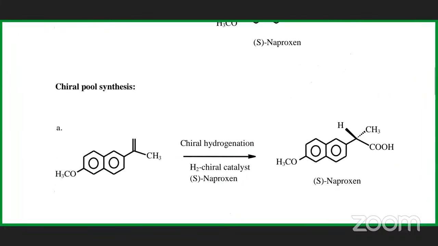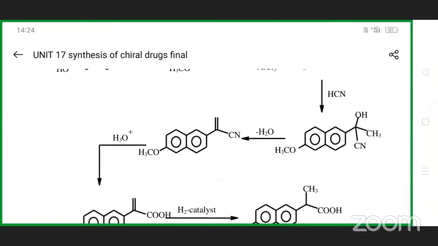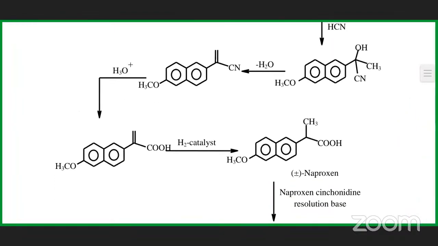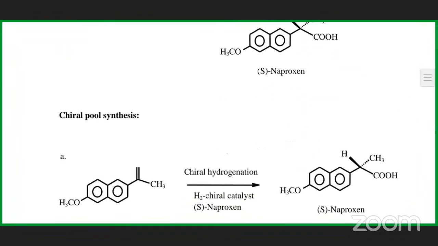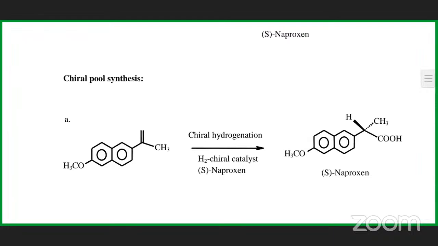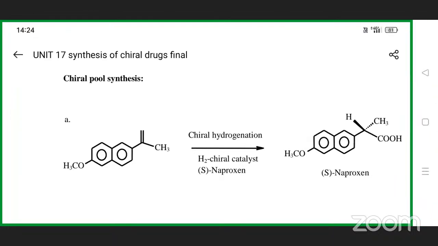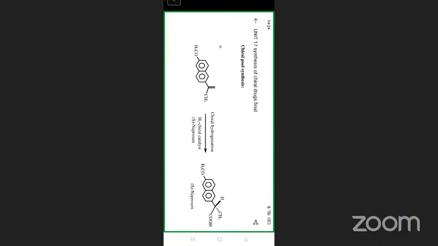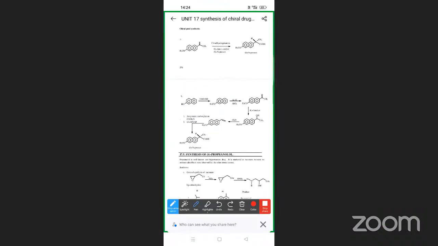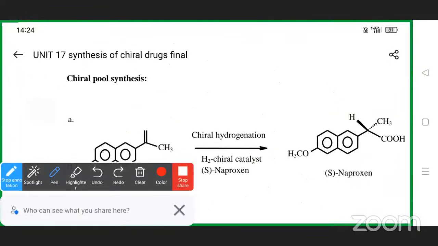unsaturated compound. Here some mistake is there, you can see. Here CS3 is given, but this is not CS3, it is a carboxylic acid. It is a COOH group here, so make the correction as COOH.